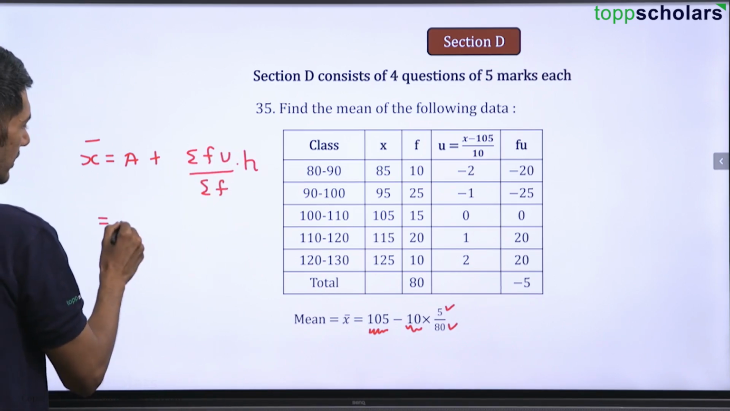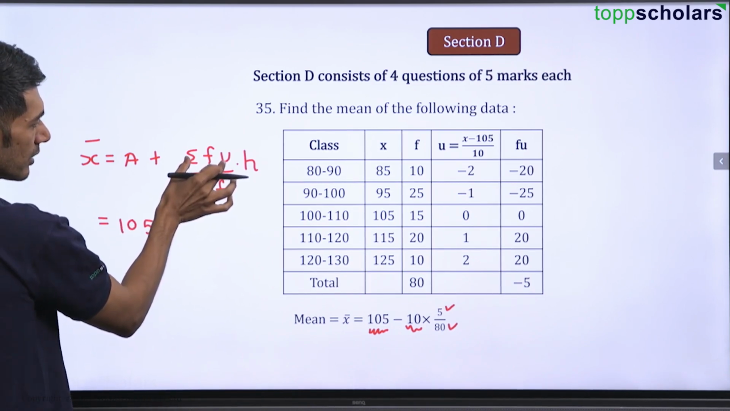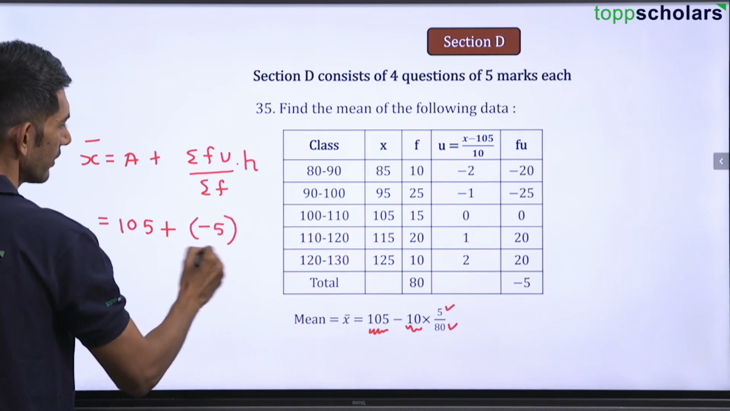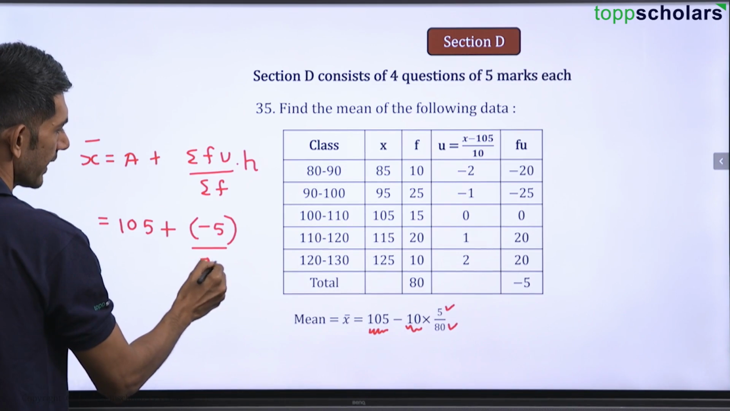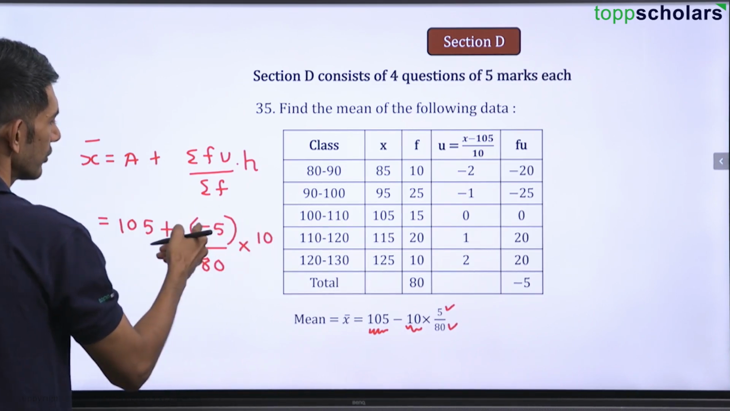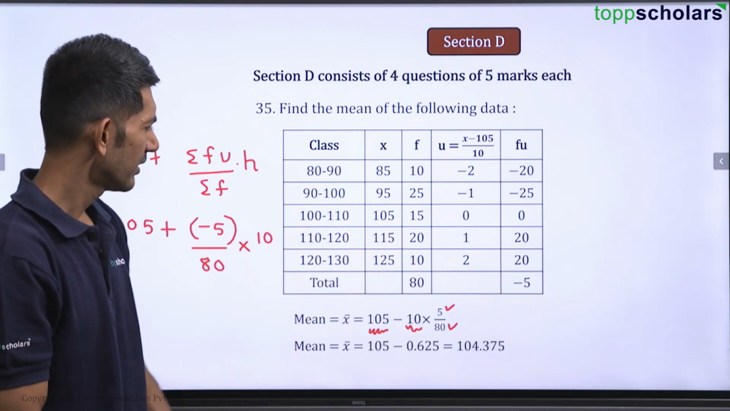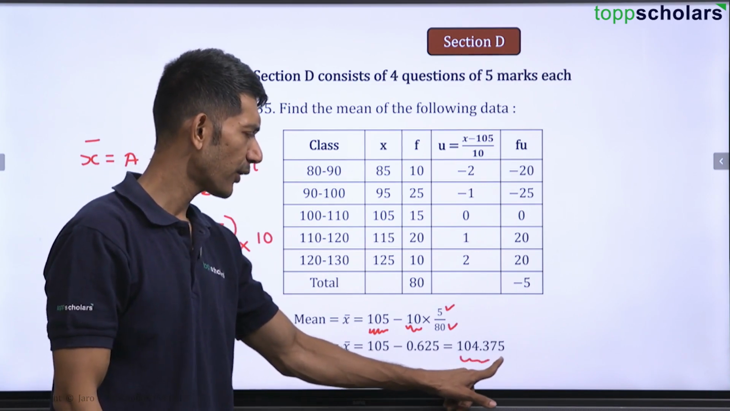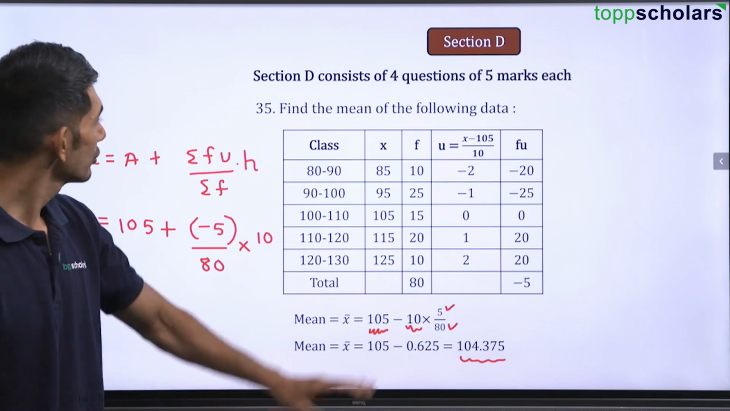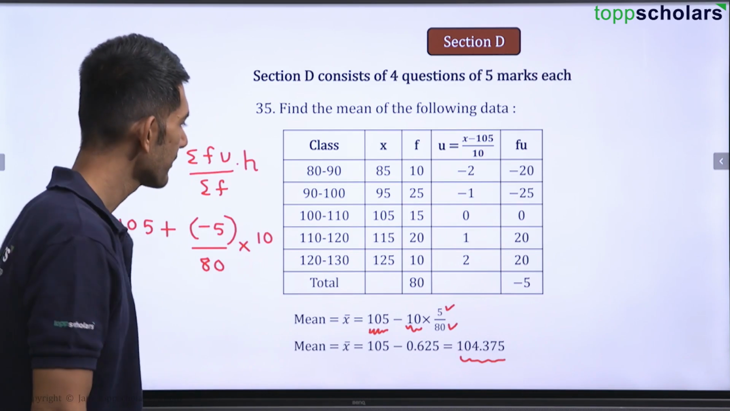A is how much? A is 105 plus, fu is minus 5, so that becomes minus 5 by summation f, which is how much? 80, into h, which is how much? H is 10. So this becomes plus into minus, minus. That is why minus is here. Now you solve it. So the final answer that you get is 104.375. That is the value of the mean. The mean of this data is 104.375. Correct? Okay.